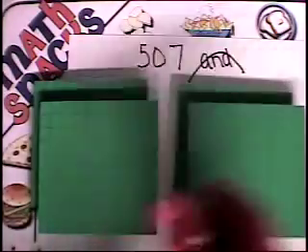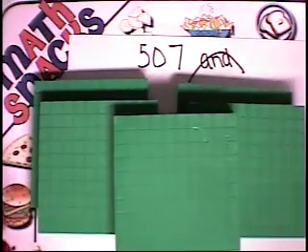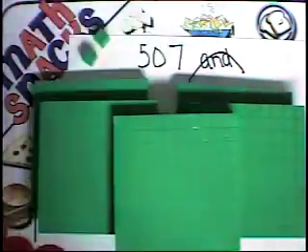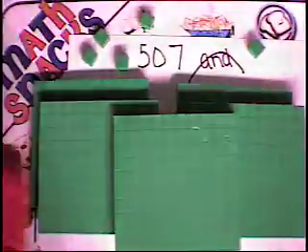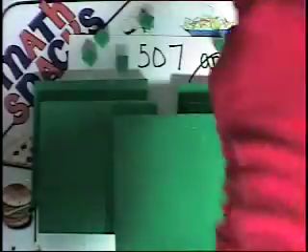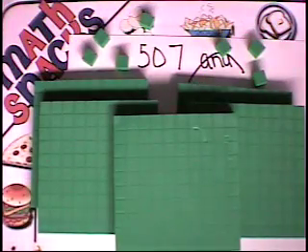There's 400, and there's 500. Now I've got to find a place to put them here. 7. You can put them right there. 1, 2, 3, 4, 5, 6, and 7. Oh, I said "and." 507.